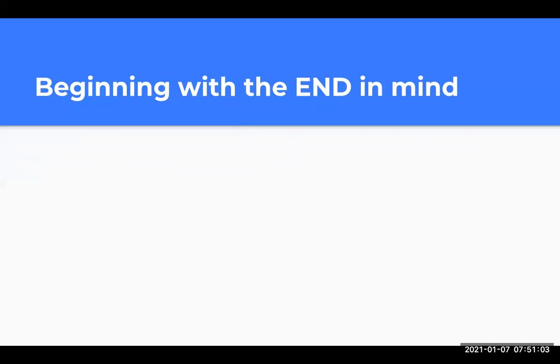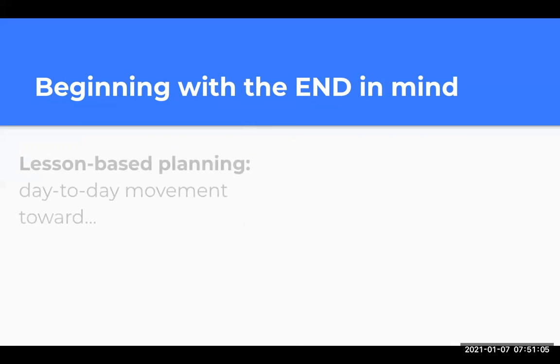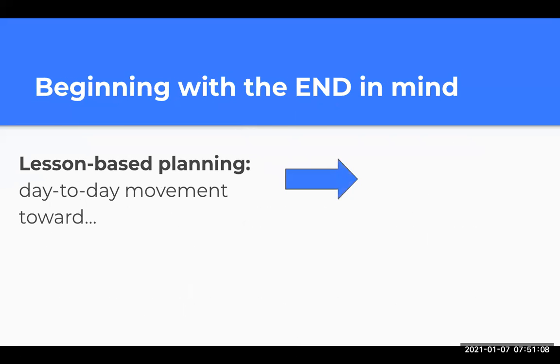So how do we start? We have to begin with the end in mind. This means moving away from lesson-based planning where you're asking yourself, okay, we're reading To Kill a Mockingbird, so we'll start with chapter 1 and we'll do this lesson and then we'll talk about this chapter. Okay, and now what am I doing tomorrow? If you're asking yourself all the time, what am I doing tomorrow? Then you're stuck in the cycle of lesson-based planning.